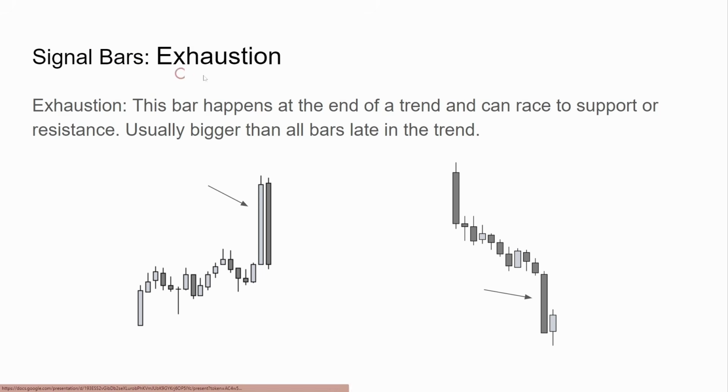Signal bars. Exhaustion. This bar happens at the end of a trend and can race to support or resistance, usually bigger than all bars late in the trend. So here we can see a pretty decent bar with the start of the breakout, and then we see some pullbacks and some overlap, and out of nowhere this bar raced to resistance. This bar is clearly bigger than all the bars to the left, and it happened faster.